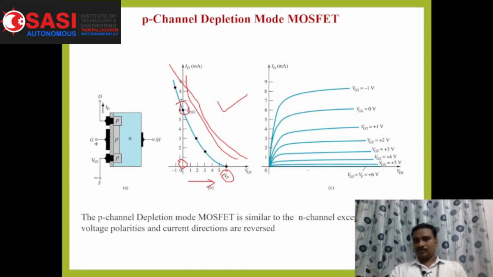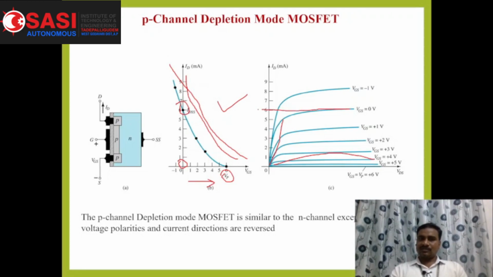So at pinch-off voltage, it is the cutoff region at 5 volts. This is the pinch-off voltage, the saturation region, the ground one is the cutoff region, and this is the active region, or ohmic region.